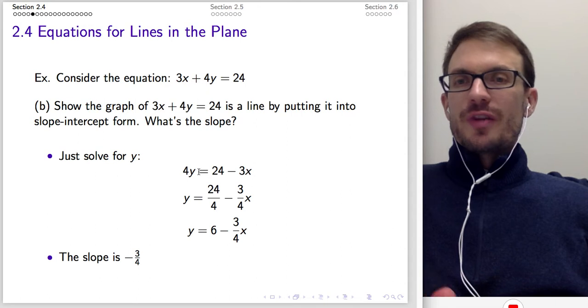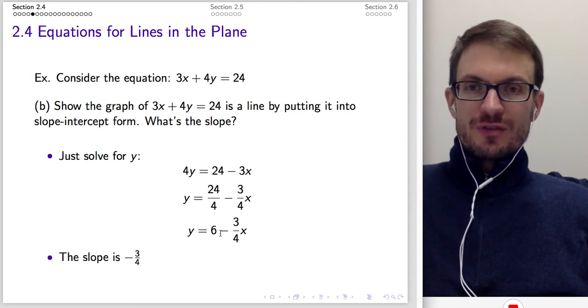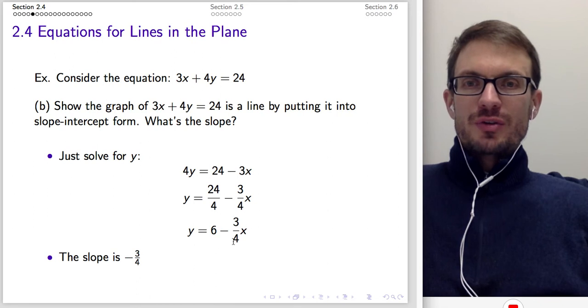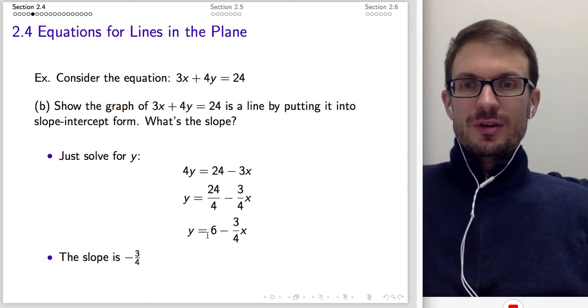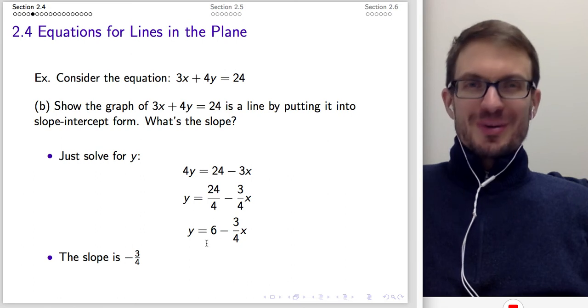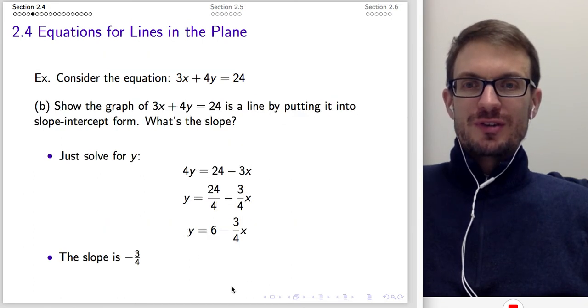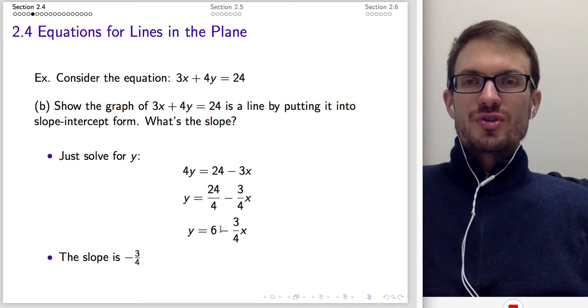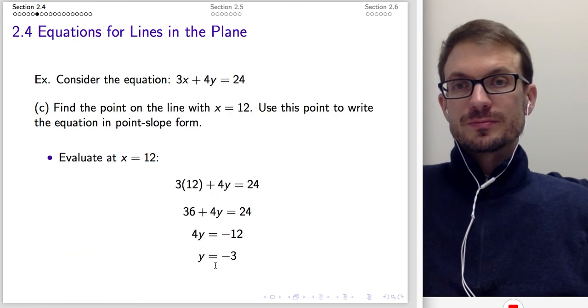This amounts to nothing other than just solving for y. So we know how to do that. Let's just solve this thing for y. Here we have it, y equals 6 minus 3/4 x. The slope is minus 3/4. This should be no surprise. Our y-intercept is 6, right? We found the y-intercept is 6, and the b portion of our slope-intercept form gives us the y-intercept. So that's a good check on our earlier work.